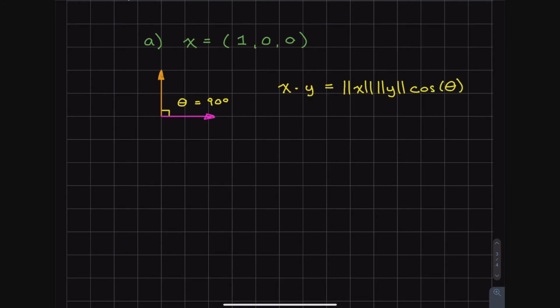Now, if we throw 90 degrees into here, so for theta equals 90, this actually cancels out because cosine of 90 is 0. So if 2 vectors are perpendicular, what we say is that x dot y is equal to 0. And that's why I said that the cosine of theta is so important in this case.